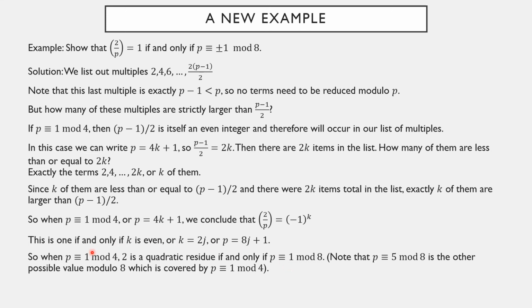Of the things that are equivalent to 1 mod 4, what could they be equivalent to mod 8? Either 1 or 5. So if p is equivalent to 1 mod 8 or 5 mod 8, then p is equivalent to 1 mod 4, but only 1 mod 8 has 2 being a quadratic residue. So that's all primes equivalent to 1 mod 4.